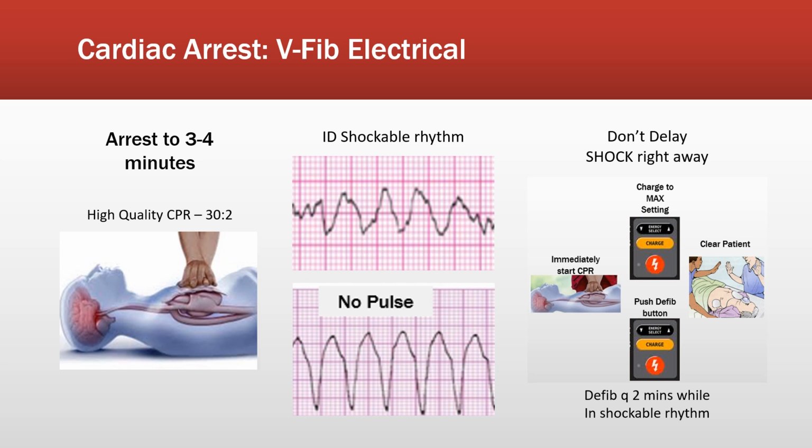So in that first 3 to 4 minutes, do high quality CPR at a compression to ventilation rate of 30 to 2. Get that monitor on them. Identify that shockable rhythm of VFib or pulseless VTAC, and don't delay. Shock right away. Get the pads on there. Set the monitor max setting. Clear your patient. Hit the defib button, and then immediately start CPR. Defibrillate every 2 minutes while the patient is in a shockable rhythm.